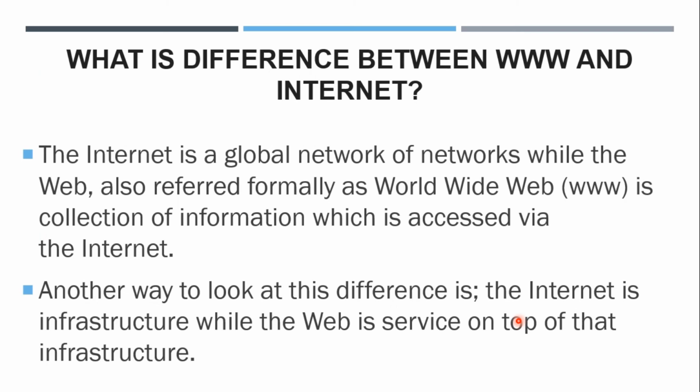All right, so there is one last thing I'd like us to look at. What is the difference between www and the internet? Okay, the internet is a global network of networks. Yes, a network of all networks. That's the internet. While the web, also formally referred to as www, is the collection of information which is accessed via the internet. That means the web cannot be available to you except there is internet.